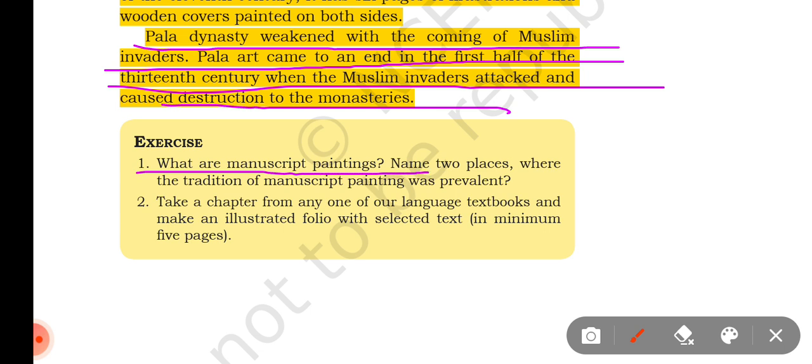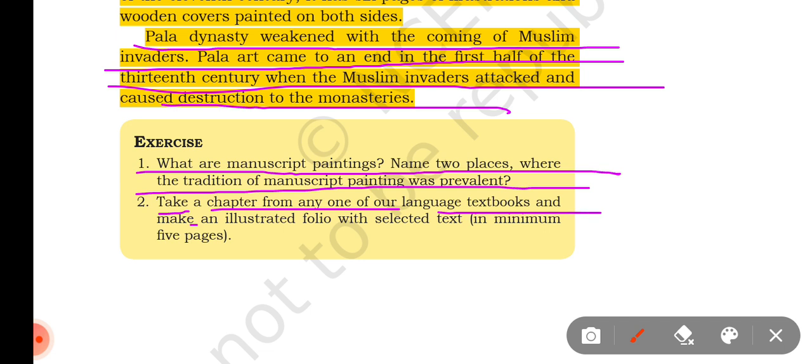What are manuscript paintings? Name two places where the tradition of manuscript painting was prevalent. Take a chapter from any one of your language textbooks and make an illustrated folio. We select a text and remove 5 pages.